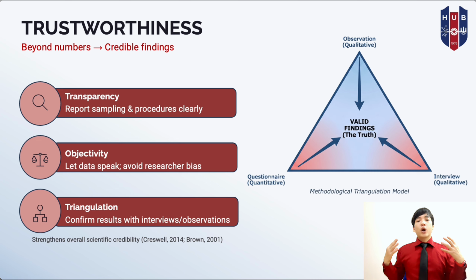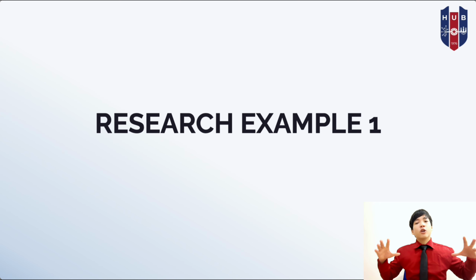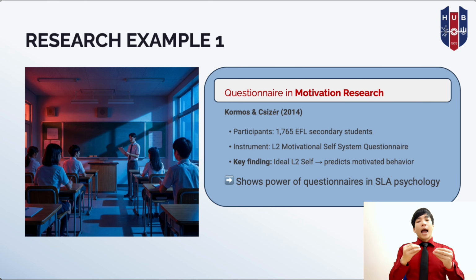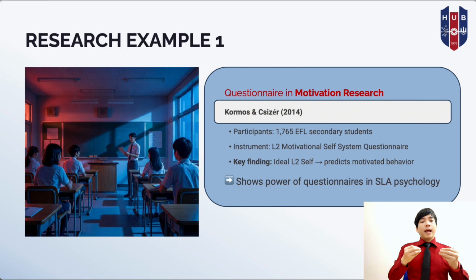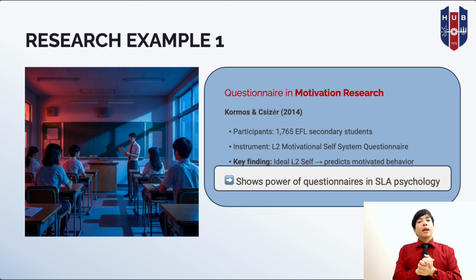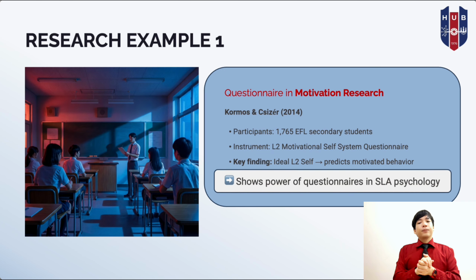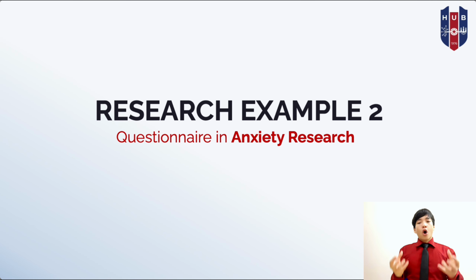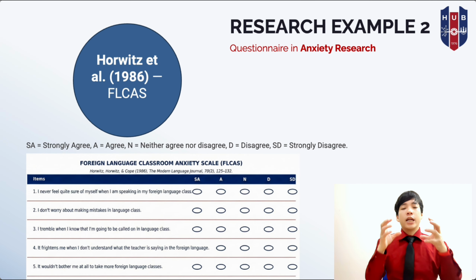To understand how questionnaires are applied in real research, let's look at motivation, one of the most studied constructs in SLA. Csizér and Dörnyei, 2014, distributed a large-scale motivation questionnaire to more than 1,700 EFL students. Their findings show that students with a strong ideal L2 self, meaning they can picture themselves successfully using English, tend to show higher motivation and more autonomous learning behaviors. This demonstrates how questionnaires allow us to measure psychological constructs that strongly influence language learning success.